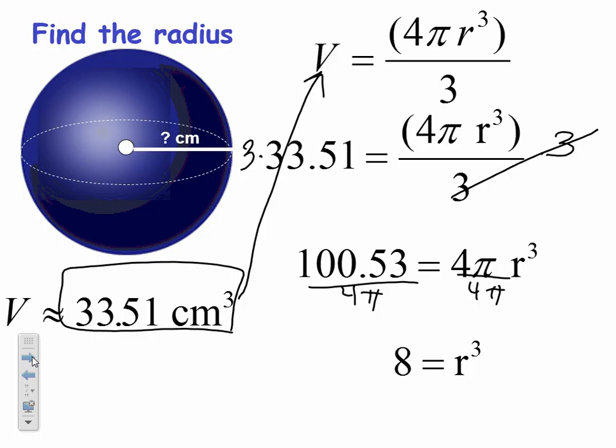And now the tricky part: what number to the third power makes 8? So what number times itself 3 times would give you 8? If you aren't sure, you can ask your calculator by doing the cube root button. Instead of a square root, you have to do the cube root, or you can calculate it by trial and error, I guess. 1 times 1 times 1 doesn't make 8. 2 times 2 times 2 does make 8. And because that is the fact, then we would say the r is 2.